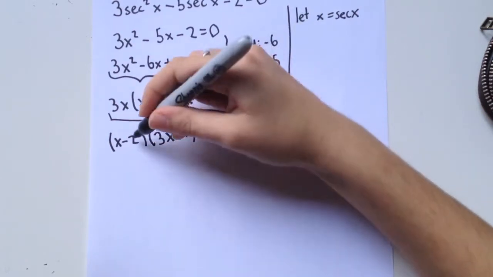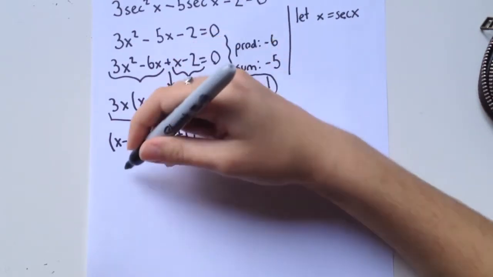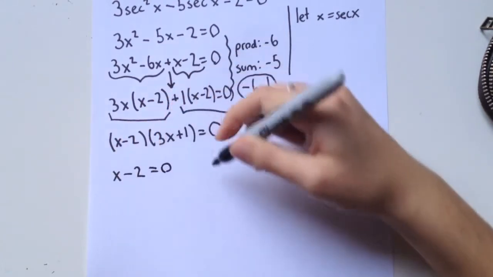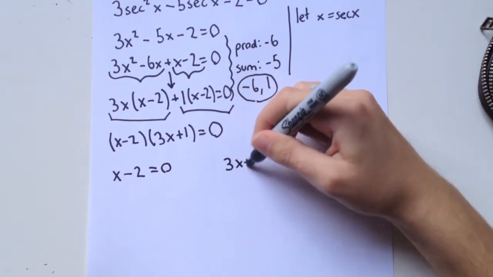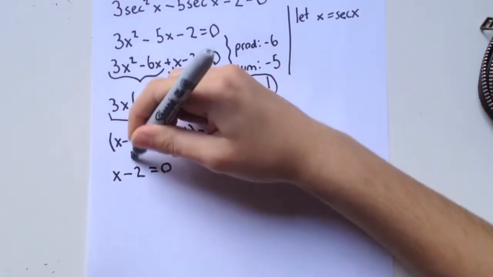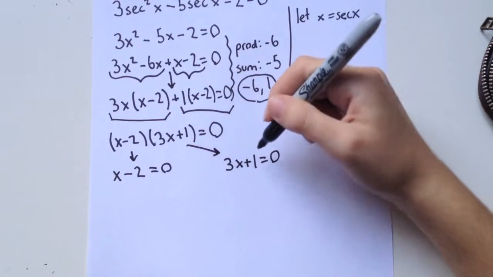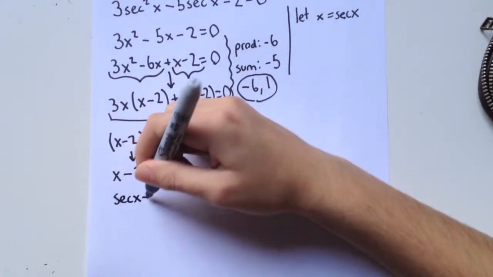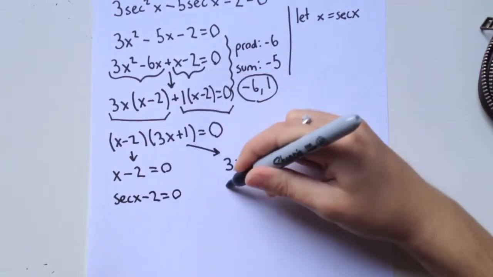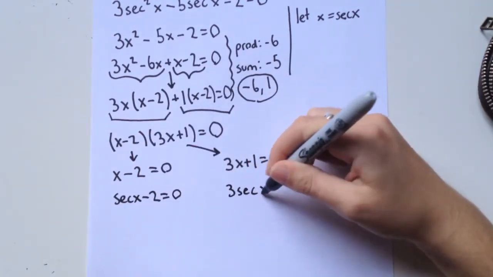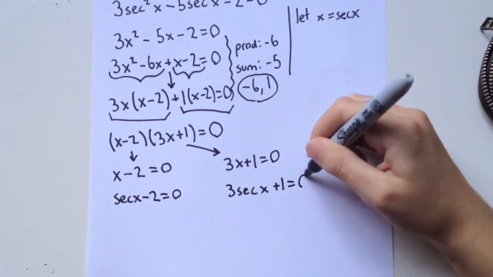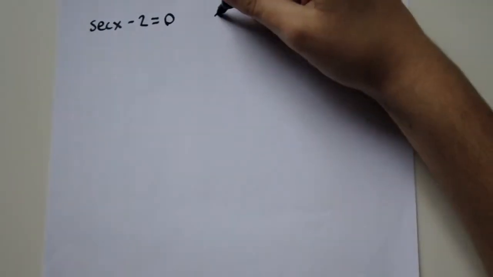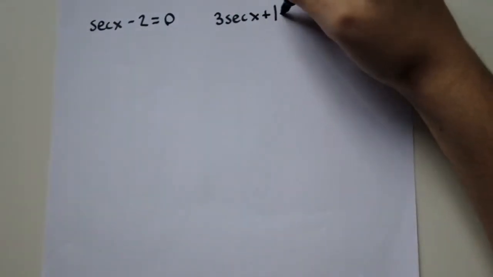Since we have a product equal to 0, we're going to break it up into two cases and solve each of them separately, which will give us x minus 2 equals 0 and 3x plus 1 equals 0, which we will then solve as two separate equations. Now we're going to resubstitute secant x back into the equation, giving us secant x minus 2 equals 0 and 3 secant x plus 1 equals 0.